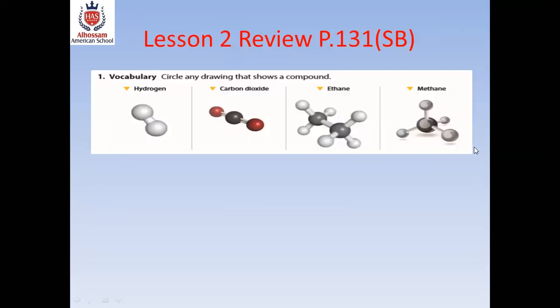Okay, let's start with student book, page 131, lesson 2 review. Number 1, circle any drawing that shows a compound. Okay, guys, you can take your time.